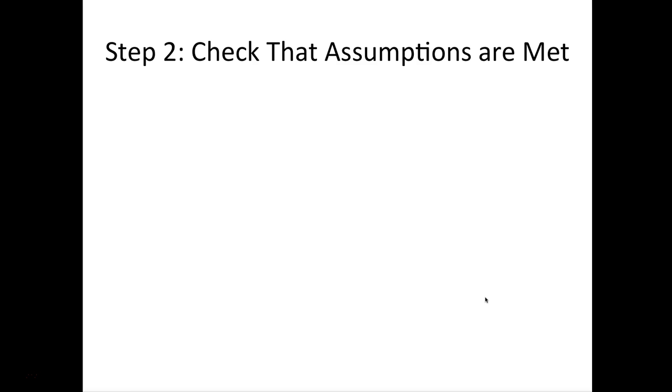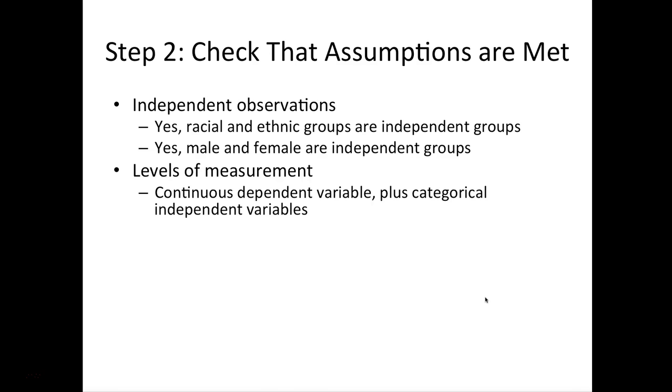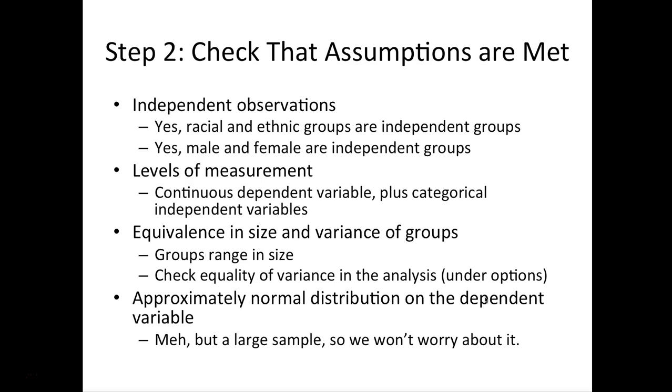So let's check from AdHealth that our assumptions are met. We have independent observations, race and ethnicity are independent, the levels are independent of one another, male and female are independent of one another. We have a continuous dependent variable plus our categorical independent variables. We have some differences in our group size, and we'll check again the equality of variance in the analyses under our options. We did this for both of the tests before, and we'll also check the distribution of the dependent variables. So again, same answer here, meh.